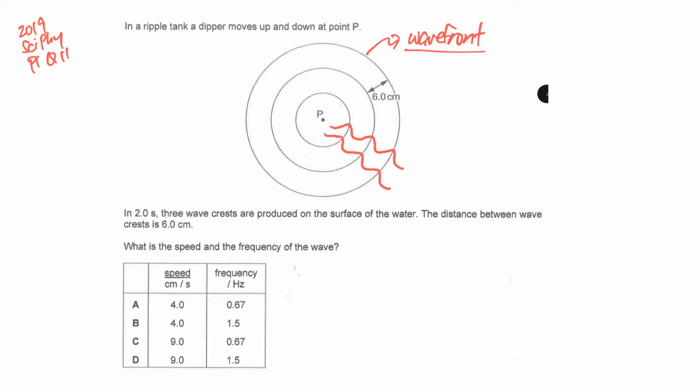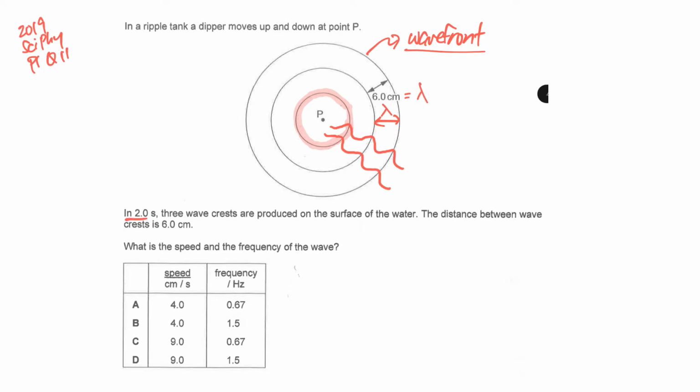So a wave front is actually an imaginary line that joins all identical points that are in phase. For example, in this case, this line here joins all the crests. They are in phase. That means they have the same speed, they have the same direction at all times. And another important thing to know is that the distance between the wave fronts will be your wavelength. So in this case, you'll know that this 6 cm is actually the wavelength.